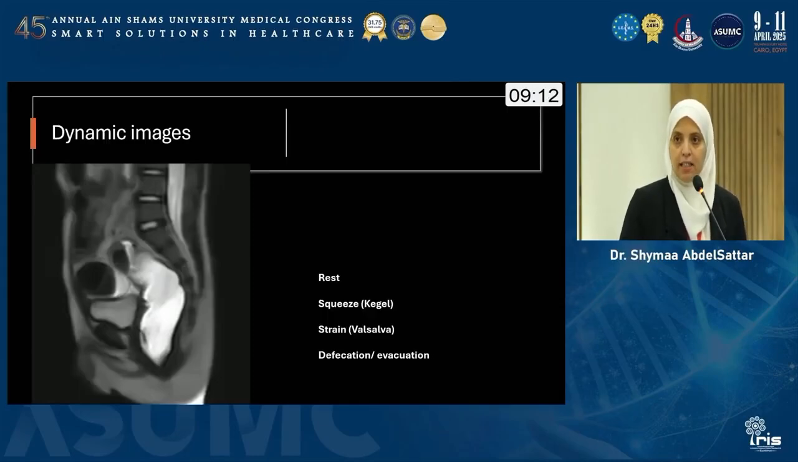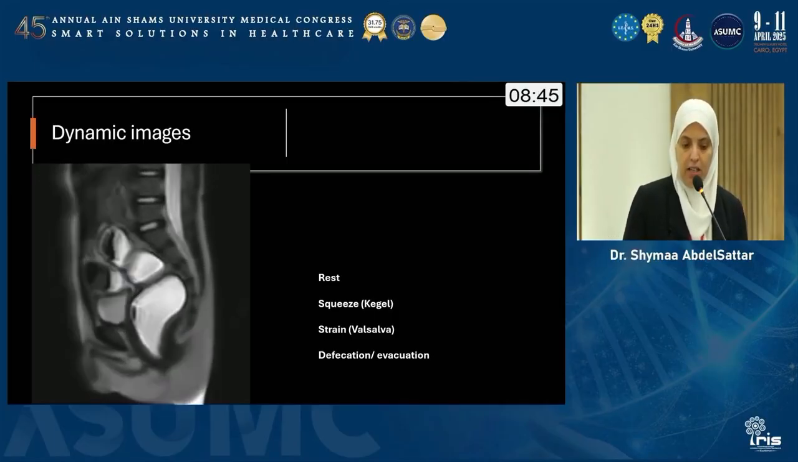Dynamic images, classically speaking, are acquired at rest, at squeezing with the Kegel maneuver, and during straining or Valsalva and defecation. But actually in children, especially the young 8, 9, 10 years old, who are the common patients in our unit, they can't differentiate or understand the differences between these stages. So I mainly rely on the defecation or evacuation phase.